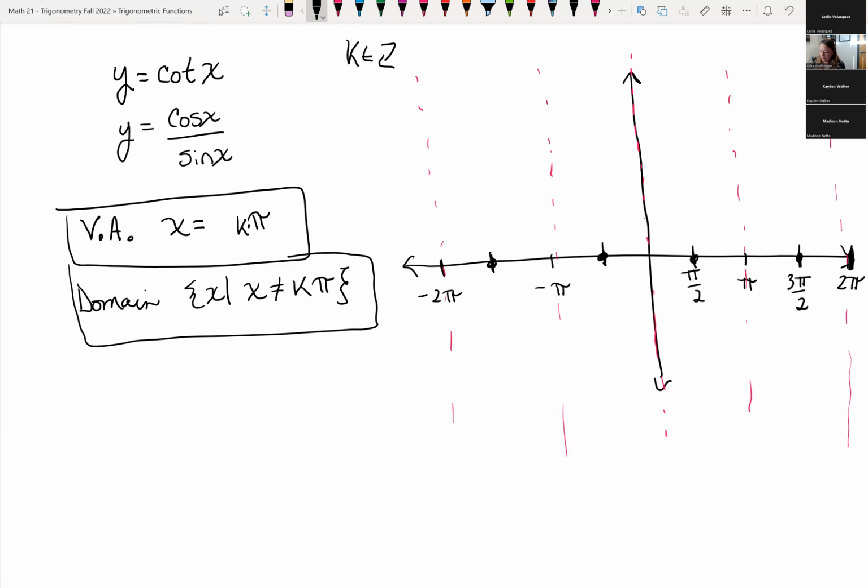And so now let's look at what's happening at pi fourths. Well, cosine and sine of pi fourths are the same thing, √2/2. And so if we're looking at root 2 over 2 divided by root 2 over 2, we're getting back 1. We have a point here, cotangent of pi fourths is 1. But at 3 pi fourths, that's in the second quadrant. In the second quadrant cosine is negative, and sine is positive. And so we're going to get a point at -1 here, cotangent of 3 pi fourths.